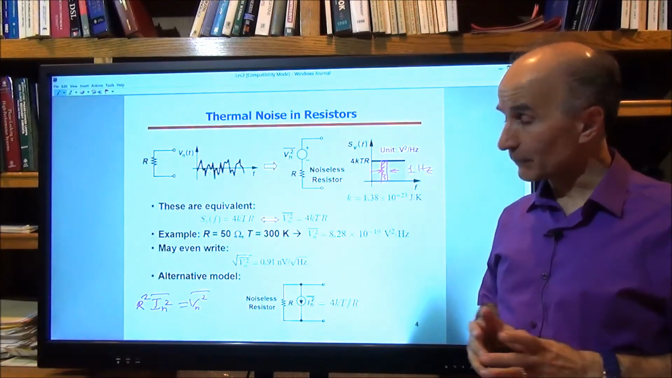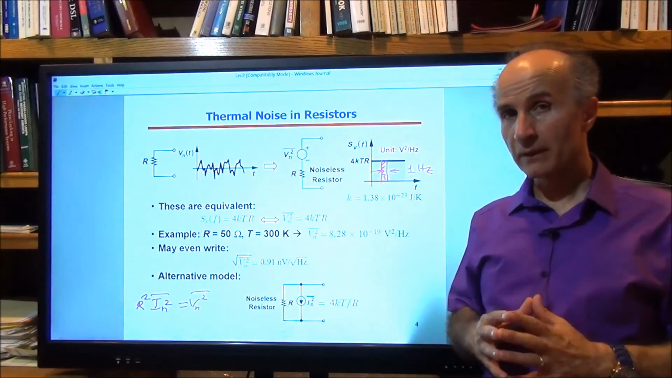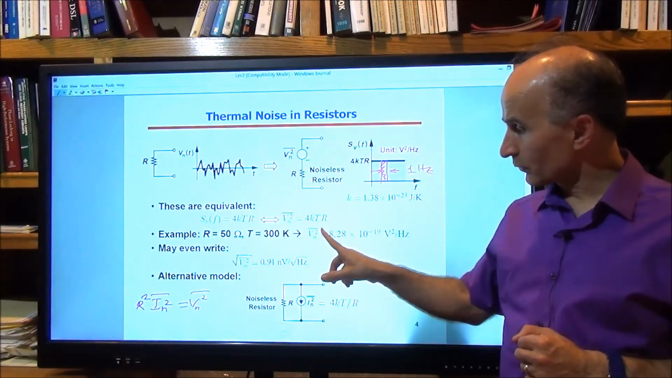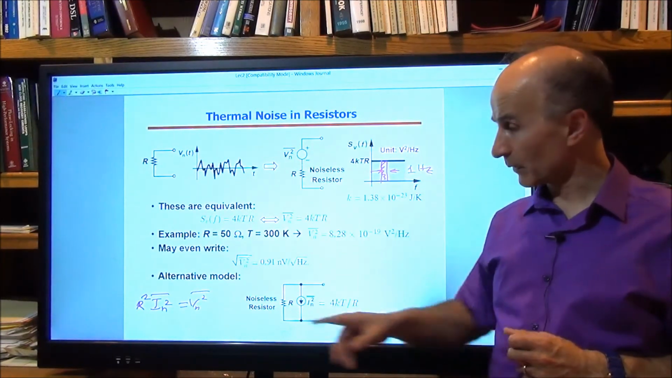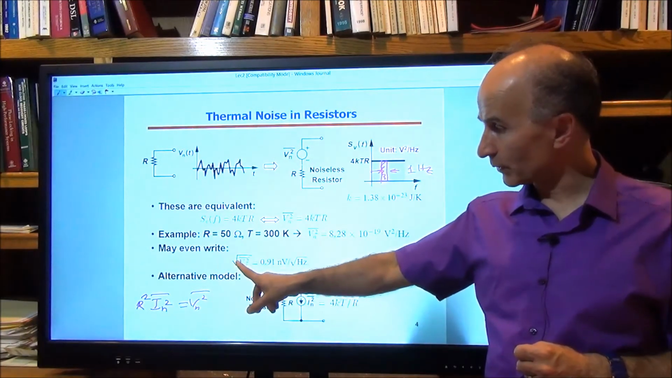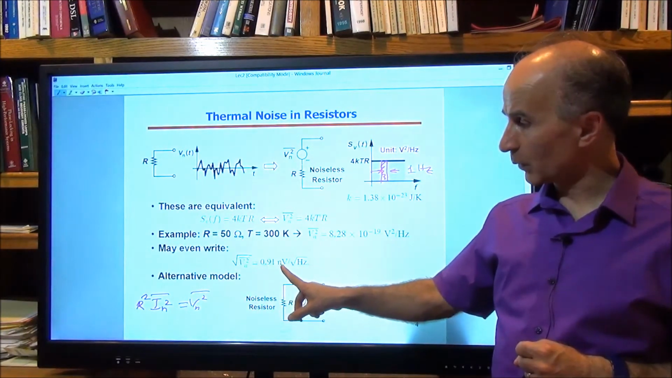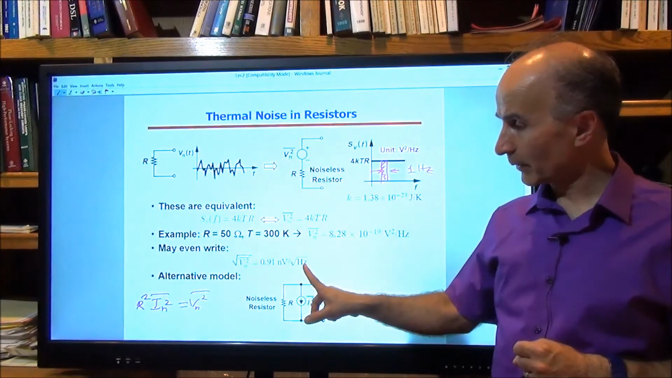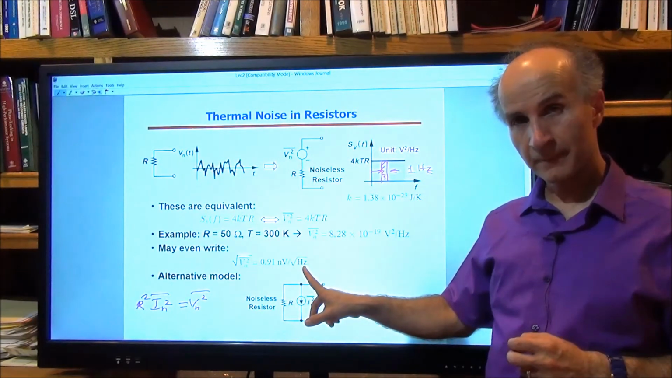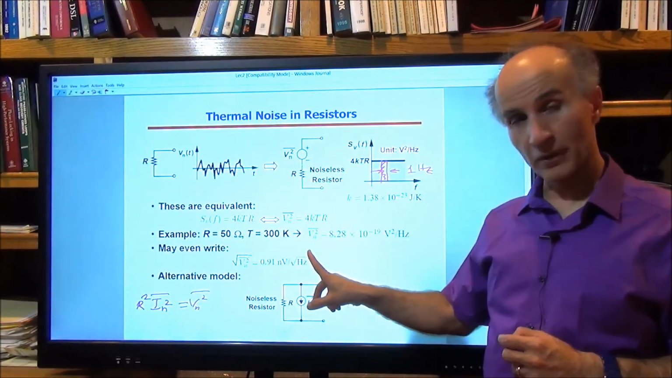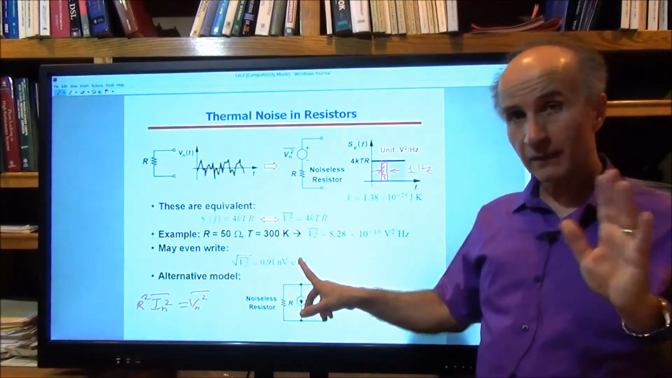All right. Sometimes we do something weird. We take the square root of both sides and we write it as the square root of Vn squared bar equals 0.91 nanovolts per square root hertz. Now this is very strange, right? But alternatively, you can think of it this way.